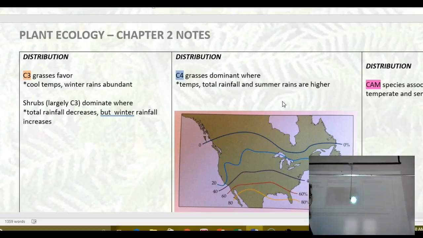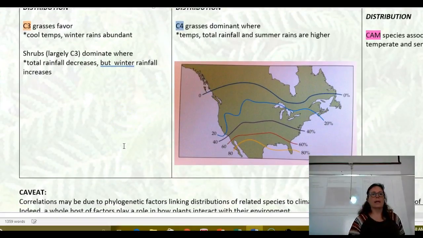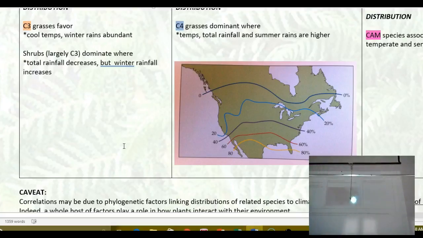And there's this nice diagram that's in your book, figure 2.18. Let's take a look at that together. What are the lines? What is that diagram indicating to us? Distribution of C4 grass species as a percentage of the total grass flora across North America. Mm-hmm. Okay, so 2.18. Here's the geographic distribution.